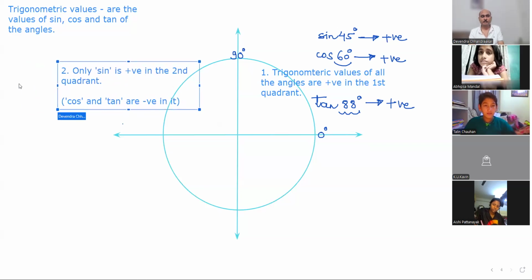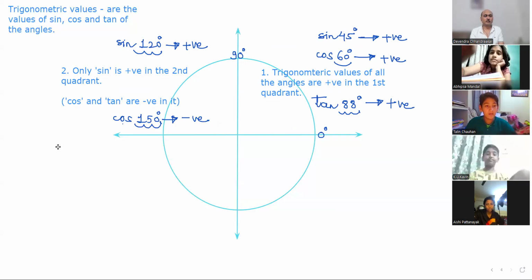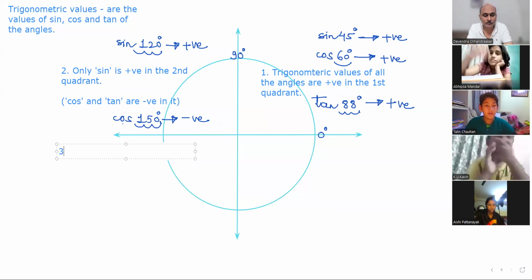For example, if I ask you to find what is sine of 120 degrees, is it positive or negative? Obviously, you will say this angle lies in the second quadrant and sine is positive, so this is positive. What about cos 150 degrees? Is it positive or negative? Negative. Very good. Then comes the third quadrant.